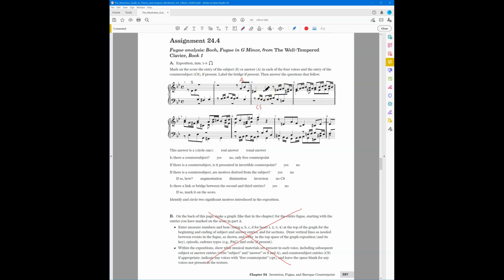It is typical, although your job to confirm this, for the progression to be subject and answer, and then another subject in another voice, and then another answer in the 4th voice.